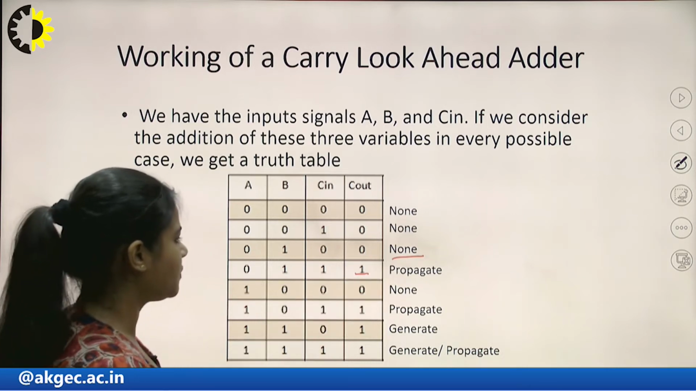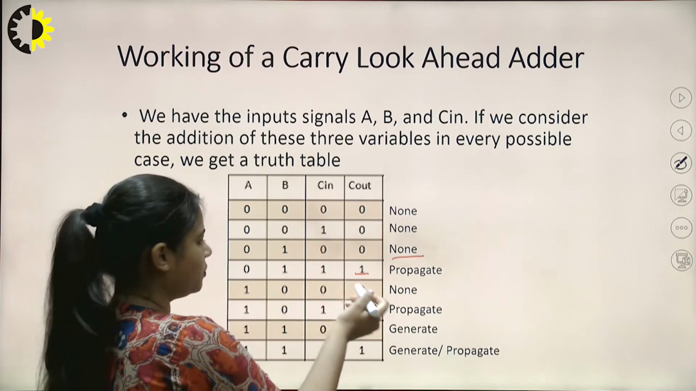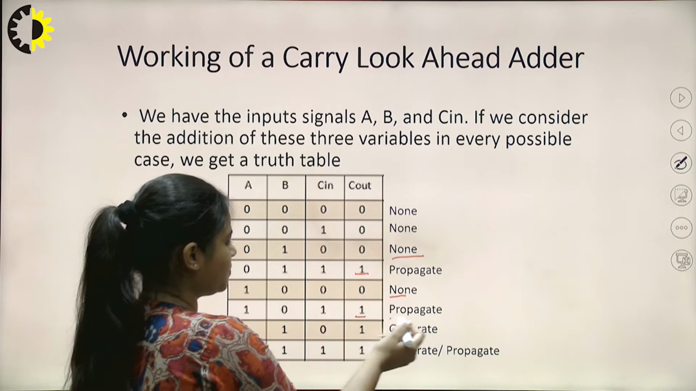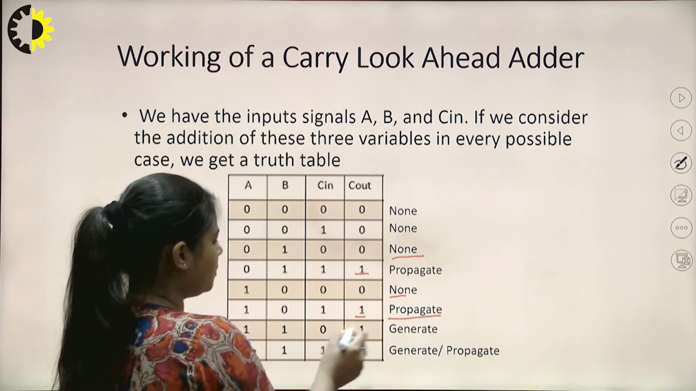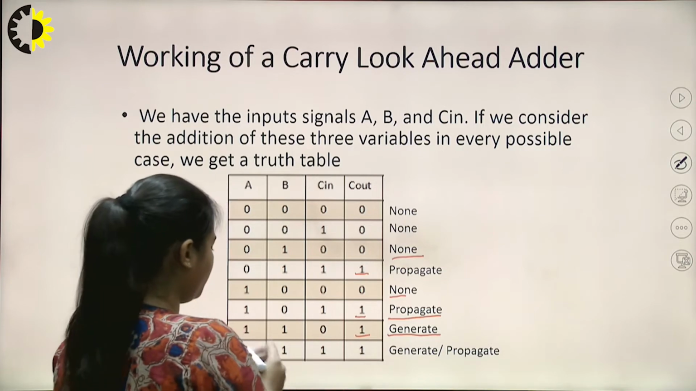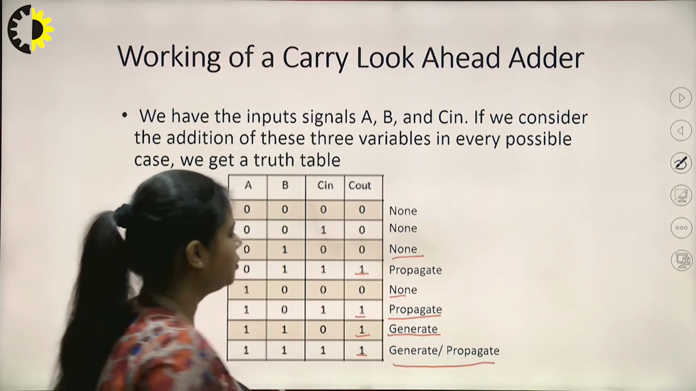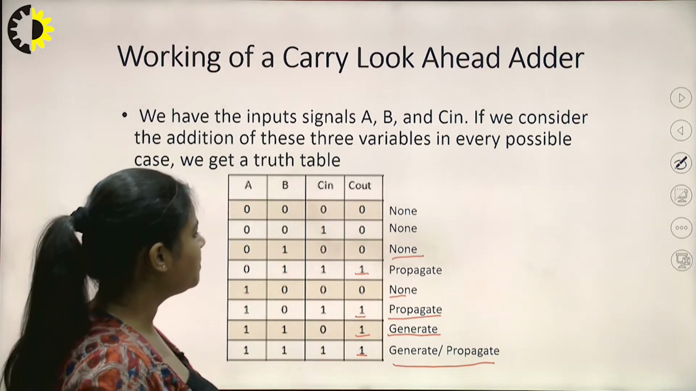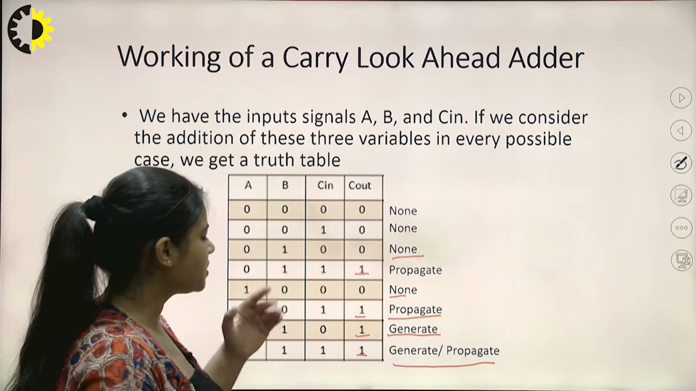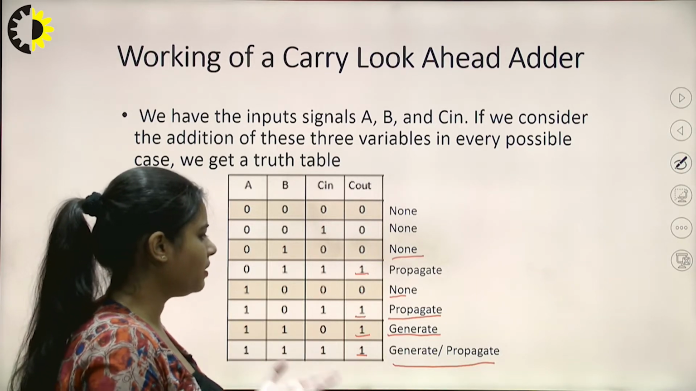I'll tell you what propagate and generate are. Here 1, 0, 0, no carry, none. 1, 0, 1, carry 1, which is propagate. 1, 1, 0, here we also have a carry, which is generate. And 1, 1, 1, here we also have a carry, which is generate or propagate. So in such combinations we can have 4 carries, and these can be propagate or generate. So let's understand what propagate and generate are.